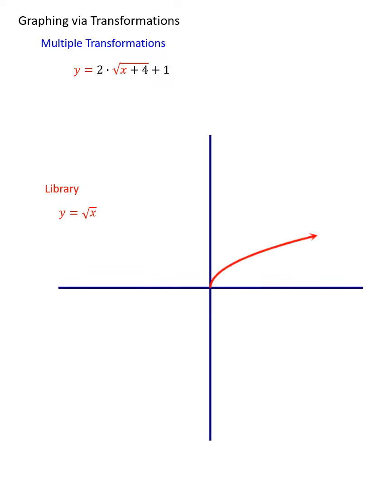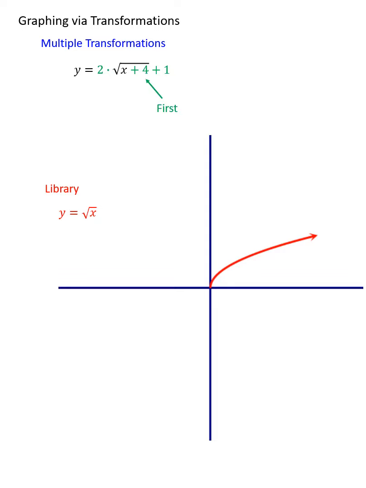So let's take a look at a problem that has multiple transformations and apply the order we just discussed. Here's an example. When given this problem, the first thing that occurs to me is that I have y equals the radical function as the basis from my library that I'm going to use to transform into the function I want to graph. The next thing that occurs to me is the transformations themselves as represented by these operations in green.